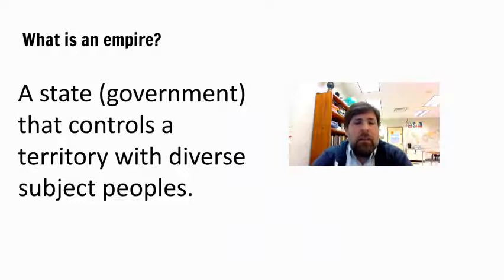But first we need to say, what's an empire? And we're going to talk about empires a lot in this class. An empire is a state that controls a territory with diverse subject peoples. So first off, a state means government. I think I said this in class probably, but when I say state in this class, I'm usually not talking about Texas or Florida or whatever. I'm talking about a government, like the state.